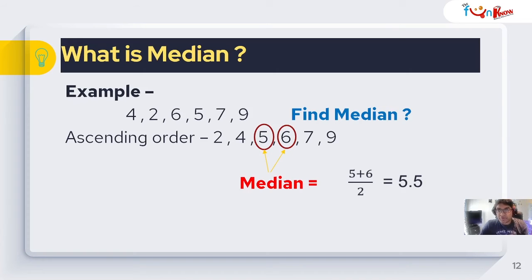So one thing you need to remember, the median can be a number which may or may not be part of this data set. Look at this data set, it doesn't have 5.5. But if we had odd numbers and all unique numbers, then the median will always be one number which is part of that data set. Is that clear now?